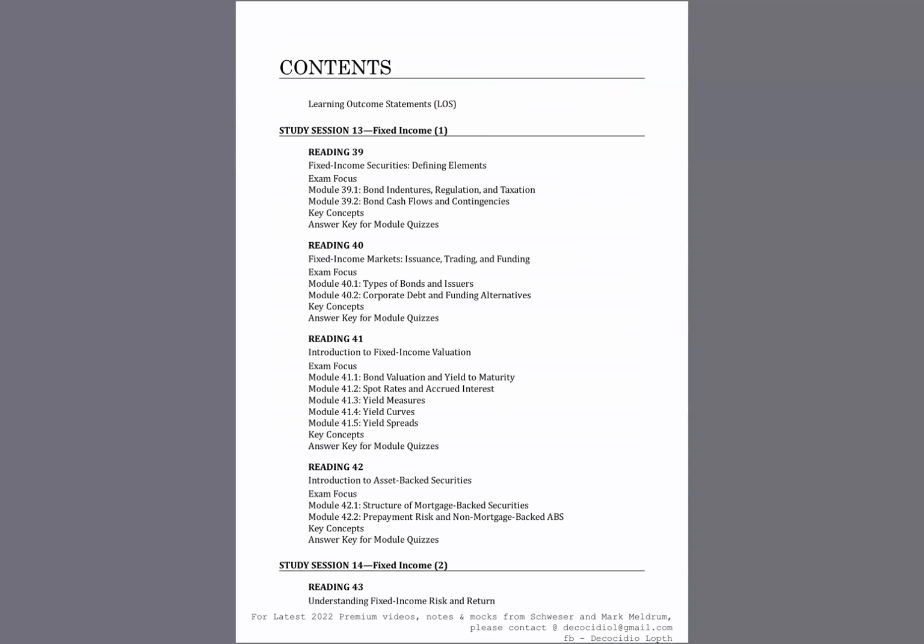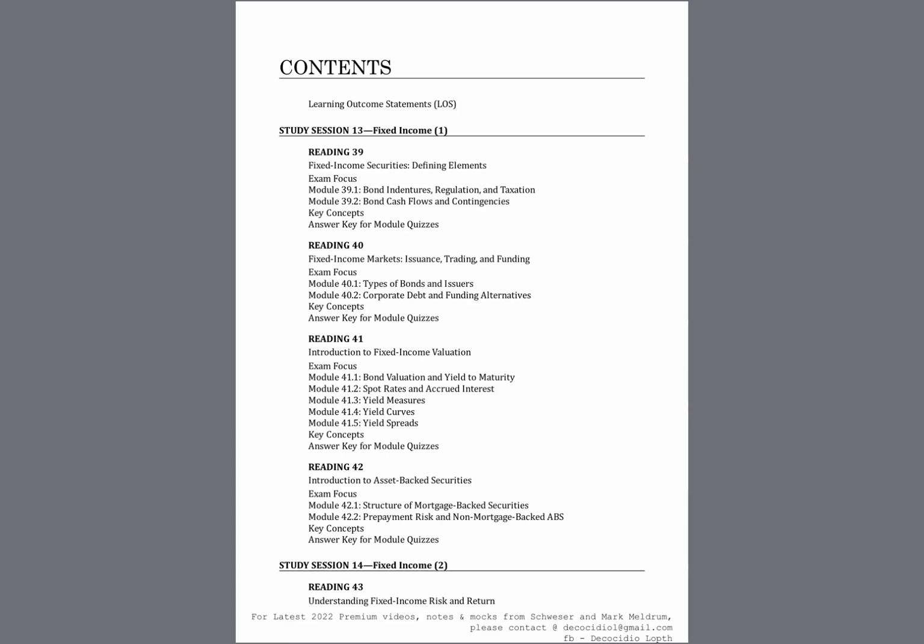It looks at issues of trading and funding. And then we look at different types of bond issuers and the different types of issuances. Then we look at corporate debt and funding alternatives. Then when you go to 41, it's basically bond valuation and yield to maturity. So we look at things like spot rates, accrued interest, yield measures, yield curves, yield spreads.